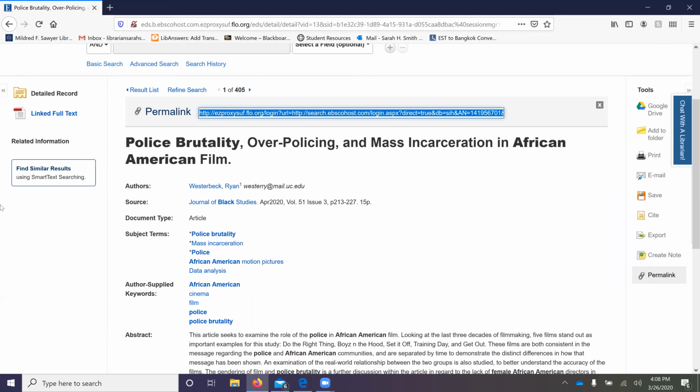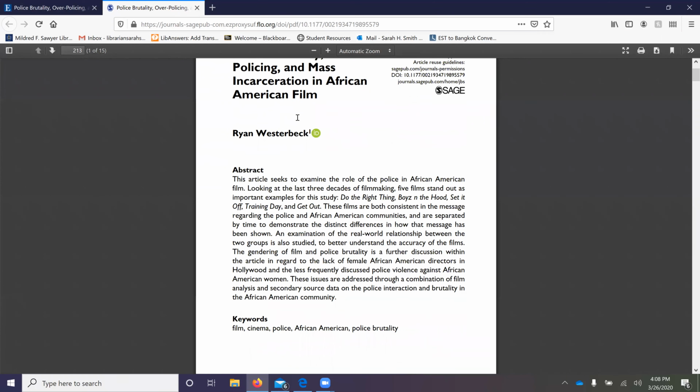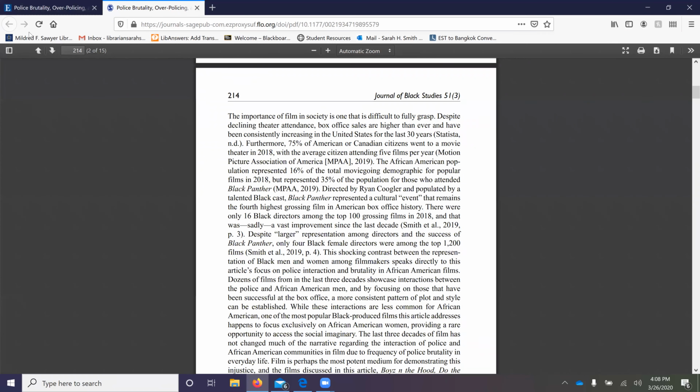On the far left-hand side, you will have a link to full text button. If you click on that, it will link you directly to the full text of the article. So that is the OneSearch.